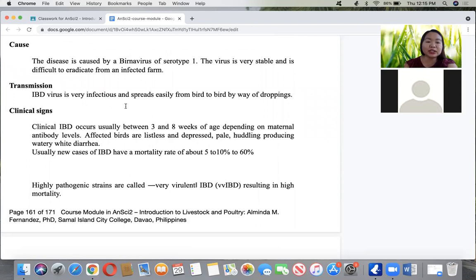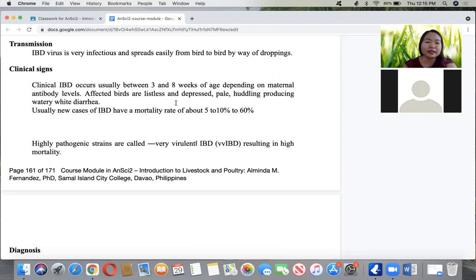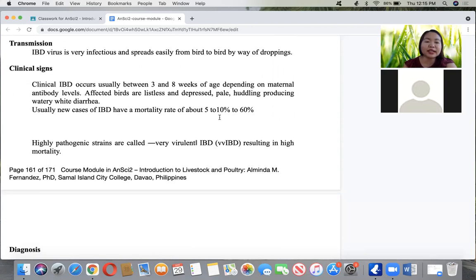So yung transmission niya is very infectious and spreads easily from bird to bird by way of droppings naman, not airborne. So yung signs is between 3 and 8 weeks of age, depending sa maternal antibody levels. This will affect birds with restless, depressed, pale, huddling, and producing watery white diarrhea. So yung mga cases have a mortality rate of 5 to 10 or even 60%.